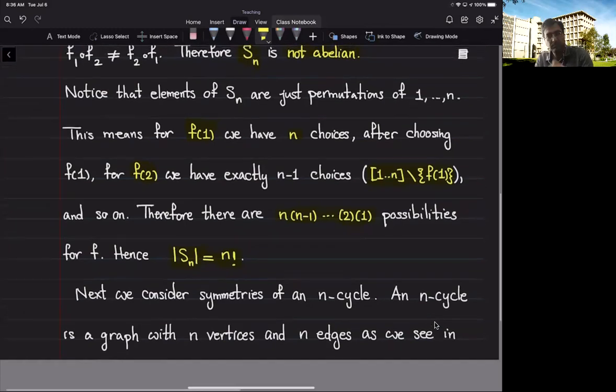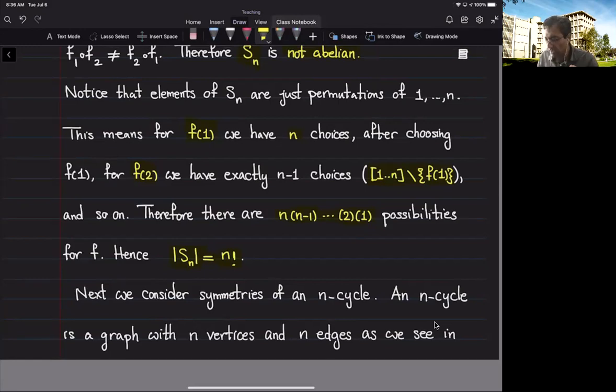Okay, now, so far we studied the case where we did not impose any property on the set X, and we just asked what are the symmetries of a set X, and we reached the symmetric group of X. Now let's see an easy graph. I give you an n cycle.